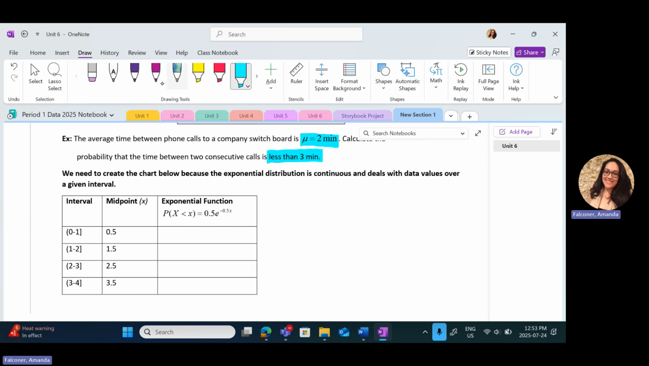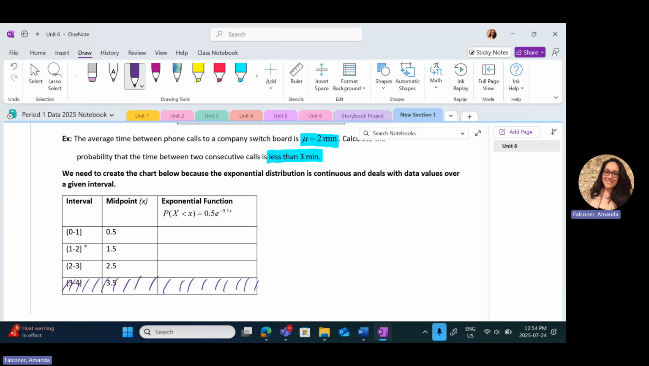We want less than 3 minutes. So actually, if it's less than 3 minutes, we don't need this final row. Because we should know from our histograms with these brackets that square bracket means including. So the 3 is including, the 2 is not in this case, and we want less than 3. So this third row is good enough for us.